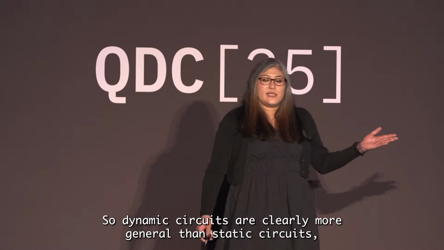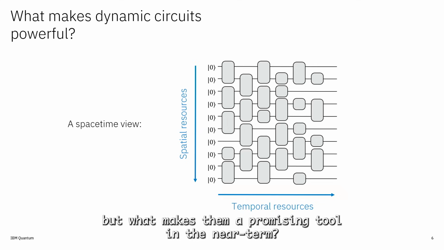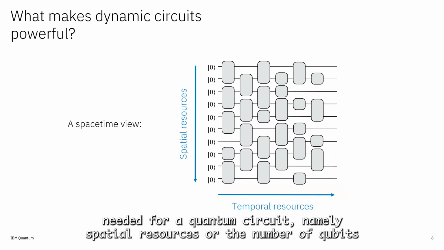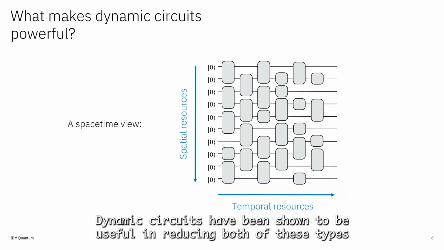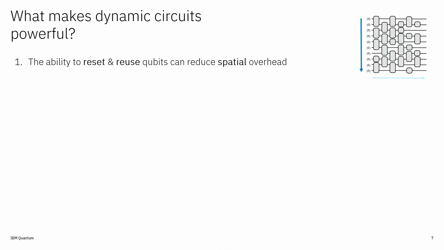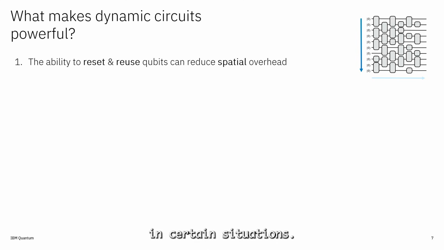So, dynamic circuits are clearly more general than static circuits, but what makes them a promising tool in the near term? To illustrate this, let's consider the space-time resource needed for a quantum circuit, namely spatial resource, or the number of qubits required, and temporal resource, or depth of the circuit. Dynamic circuits have been shown to be useful in reducing both of these types of resources. In particular, the ability to reset and reuse qubits can drastically reduce spatial overhead in certain situations.